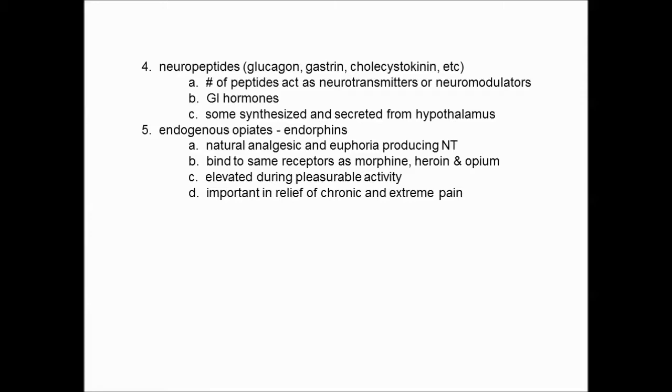One of the more interesting aspects of this whole story is some mood-increasing agents. We call them endogenous opiates. These are drugs that hook to the same receptors as opiates, like morphine and opium. These agents are produced within our own cells, so we call them endogenous, and they are very natural analgesic, pain-reducing, and also euphoric, makes-us-happy, agents producing neurotransmitters. In other words, they have mood-increasing activity and bind, like I said, to the same receptors.